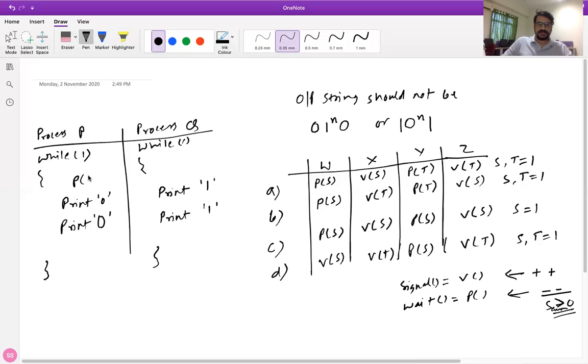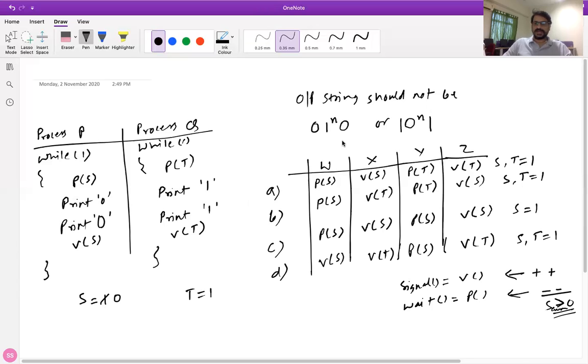Only PS, VS, PT, and VT. Okay. Now the value of S is 1 and the value of T is also 1. Because both are 1, I can go to any of the processes first. Let's say I'll start with P. So if I go to P, my S value is 1, which is greater than 0. So I'll decrement the value of S, and I can print.